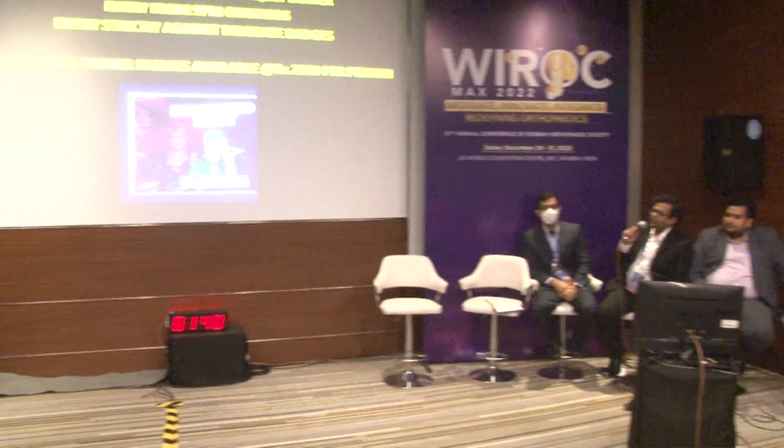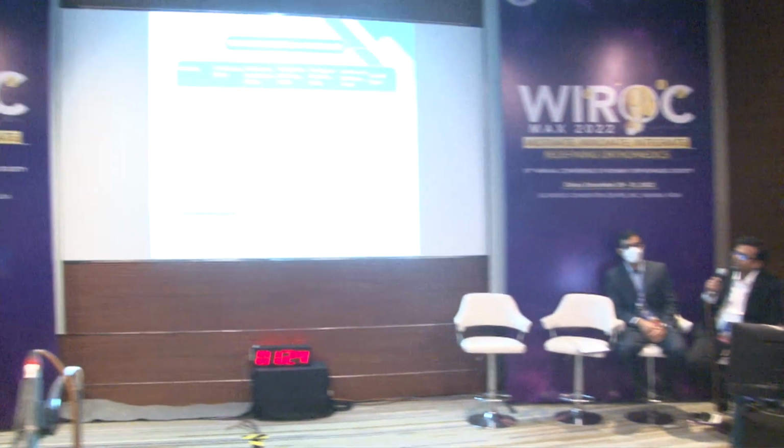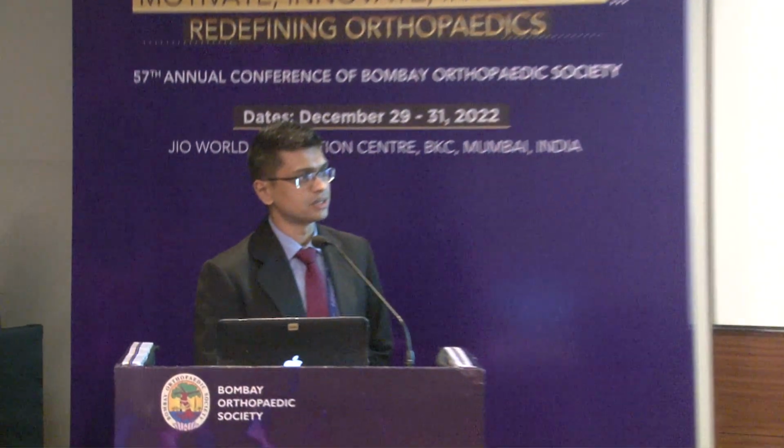Sir, you said that ACL reconstruction is preferred if there is an associated ACL injury with a meniscus tear, so how does bone marrow help in healing the meniscus? So again, there are various studies which have been done where we are using PRP, we are using fibrin clot, and the marrow that is released from the cancellous bone is said to aid in the healing of these meniscal repairs.